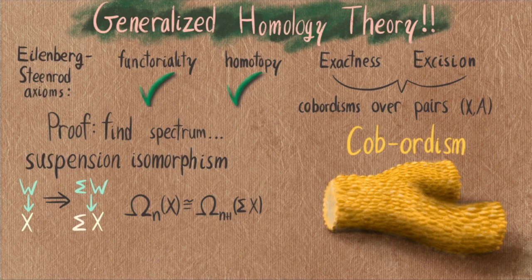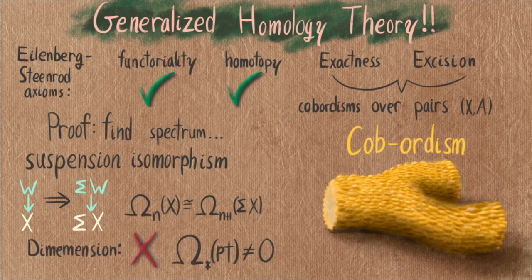Well, we have a cobordism over X, so a map from our cobordism W into X, and then to this we apply our suspension functor. So we get an induced map from the suspension of W to the suspension of X. And this right here is an n plus 1 dimensional cobordism. And one can show that this map actually does induce an isomorphism.